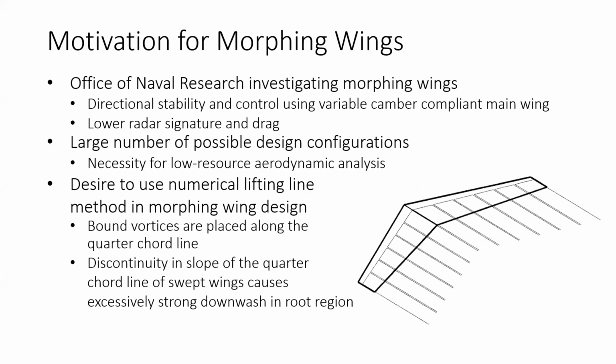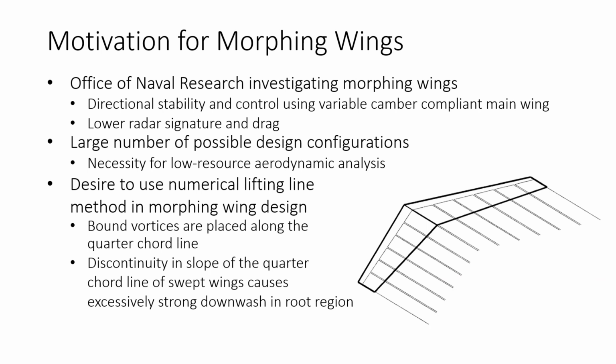I'm sure this is maybe already covered by some of the other people, but the reason we were interested in morphing wings was because we can do directional stability control using a variable camber compliant main wing and get rid of the vertical tail, which would lower radar signature and drag. This obviously opens up the design space to a lot of new possible design configurations. So that necessitated the need for a low resource aerodynamic analysis tool.